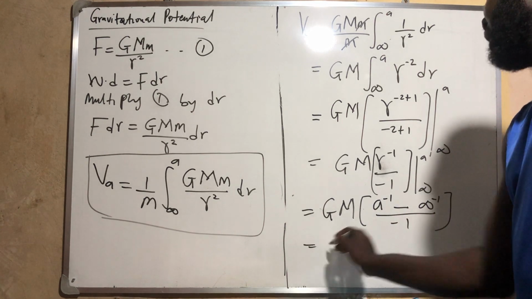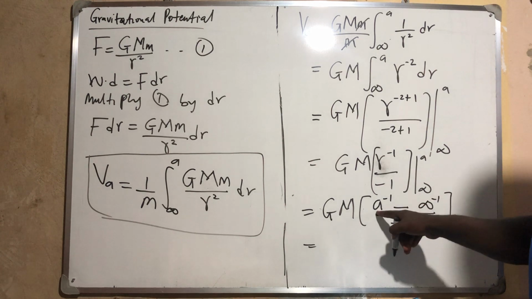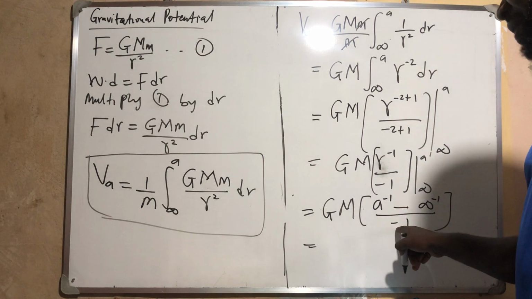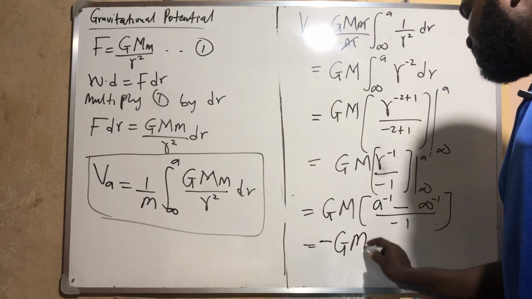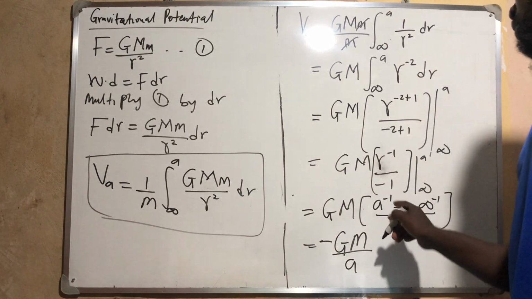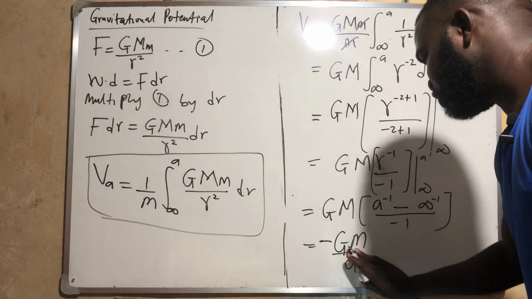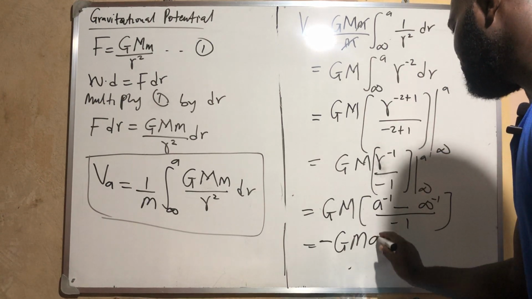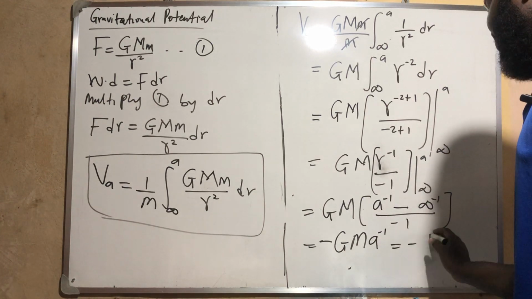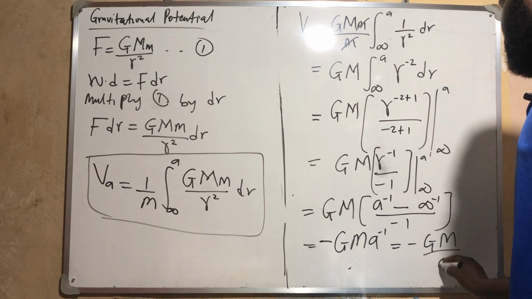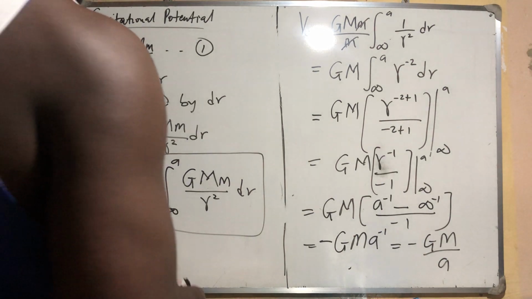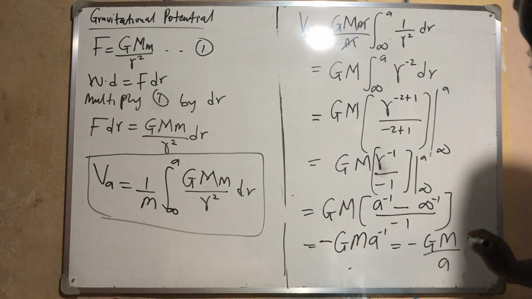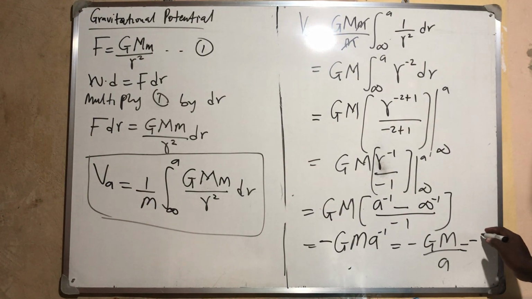So if you do that, and this infinity term is 0, this minus this is this again. This is negative, so negative times this, I have minus GM all over a, because this is minus GM, then a raised to the power minus 1. So which is what? Minus GM over a. And your a is distance. So let me use the radius of the earth here. So the gravitational potential will now be minus GM over what?